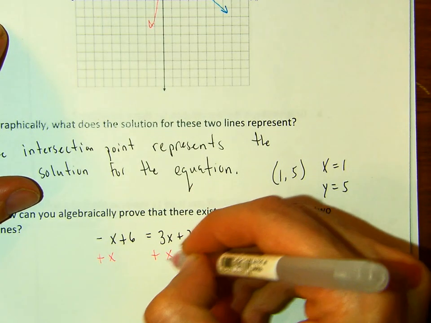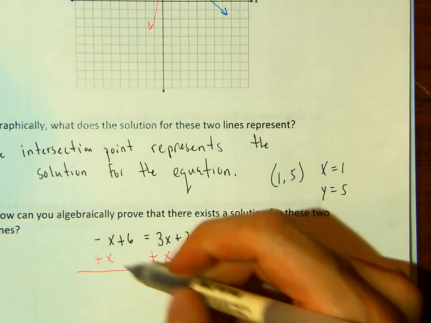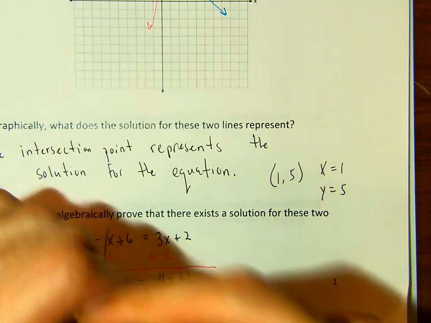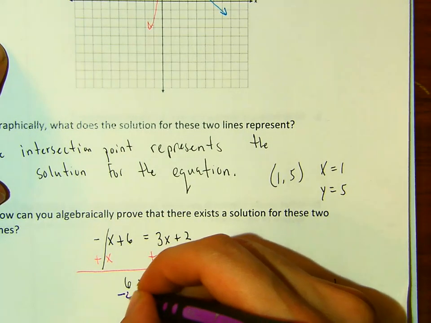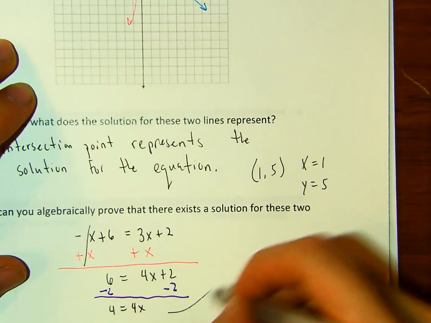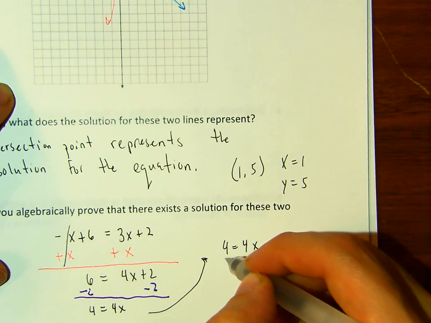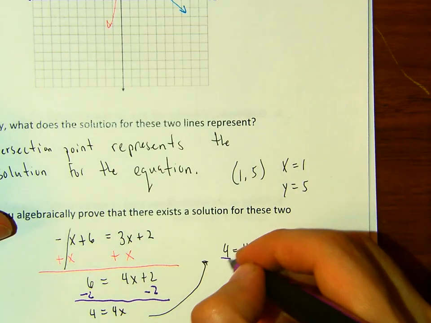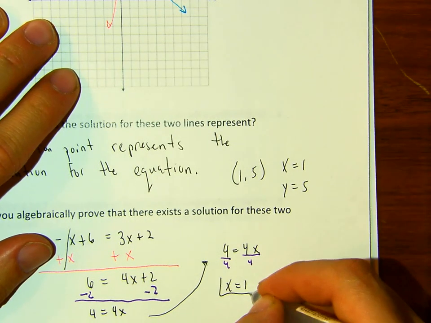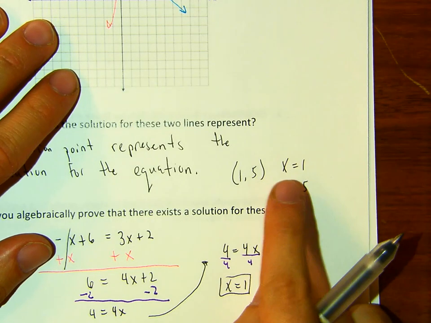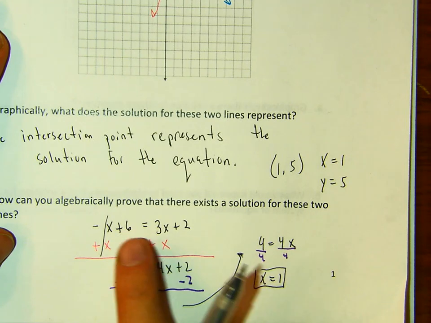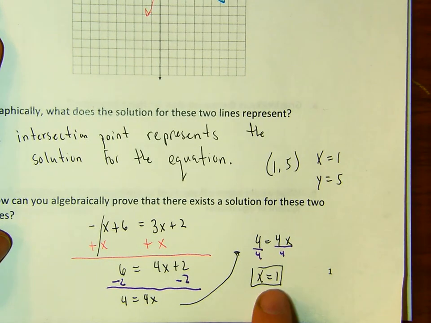Plus x. And now this becomes 0, so you have 6 equals 4x plus 2. Then minus 2, and now we have 4 is equal to 4x. So if 4 equals 4x, divide both sides by 4 to get rid of this over here, and now you have x equals 1. But we already have that, but we got this from looking at the visual. To algebraically show it, we have to make the two equal to each other. So now you know that x is 1.